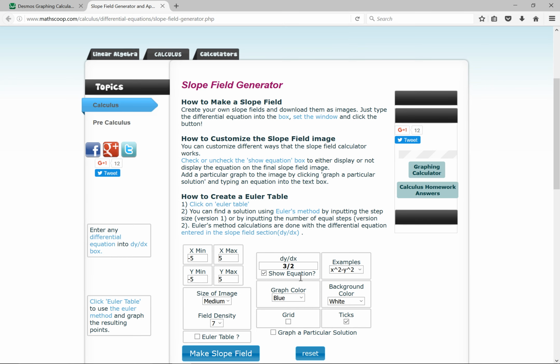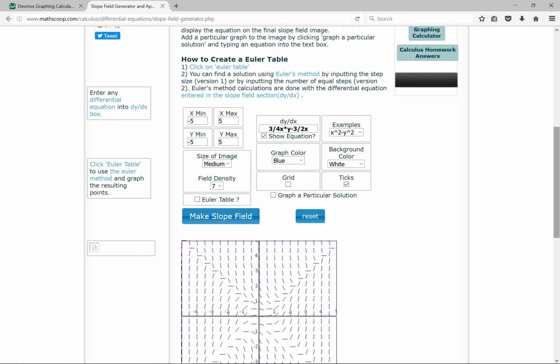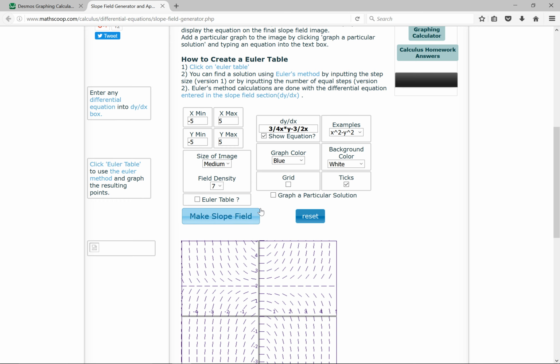3/4 ty. Minus. Hang on. 3/4 x times y. Minus 3/2 x. Yeah, minus 3/2 x. Okay. So Mr. Groom is going to make a slope field of that. Voila. Do you see what it looks like?